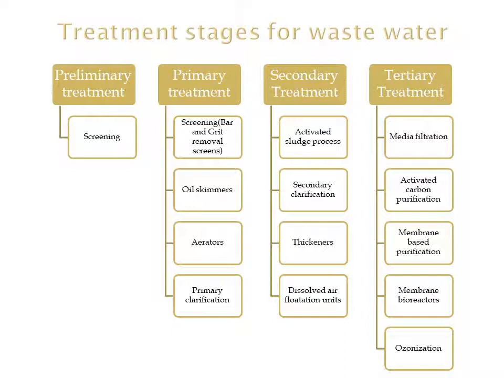Now primary clarification is carried out, and this is done in large circular tanks which are called clarifiers. Clarifiers ultimately separate the wastewater from the sludge. The sludge is the material that settles down at the bottom, and after primary clarification, the sludge that settles down is termed primary sludge.